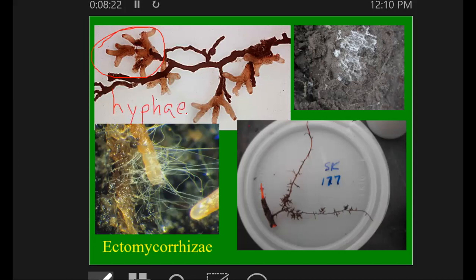So what we see here is lots and lots of hyphae, all compacted very tightly together. So when you eat mushrooms, that's what you're eating. You're eating a bunch of hyphae that have been compacted together to form a tissue-like organization. And then they cover the surface of the root.